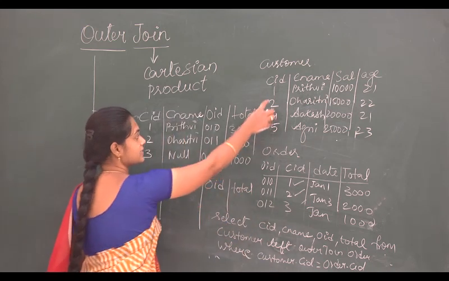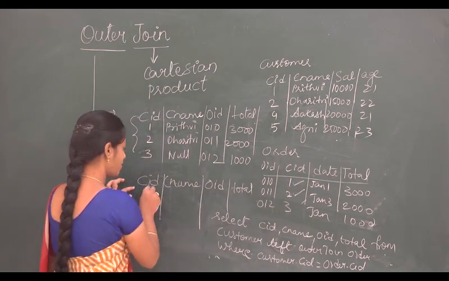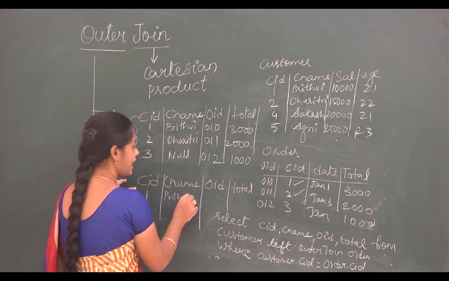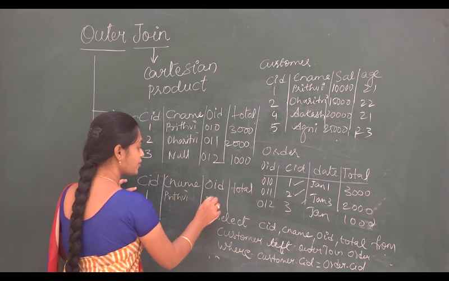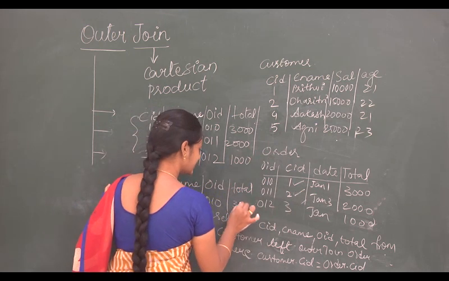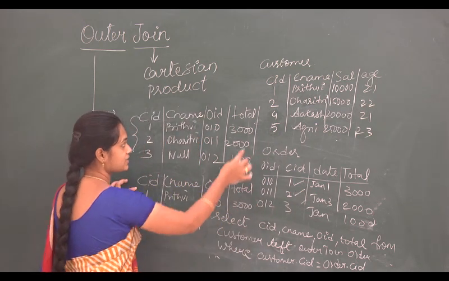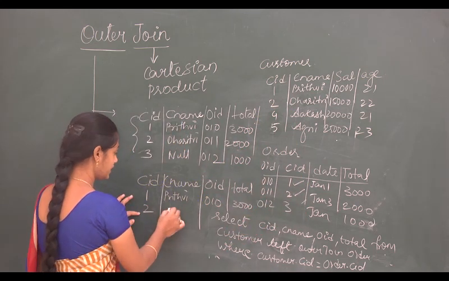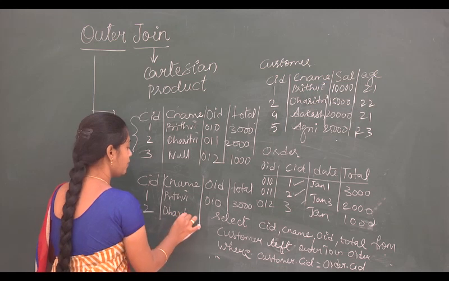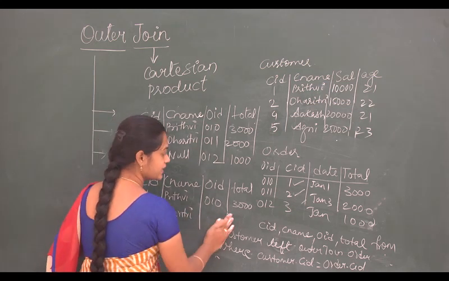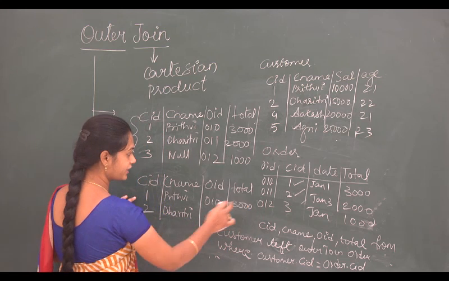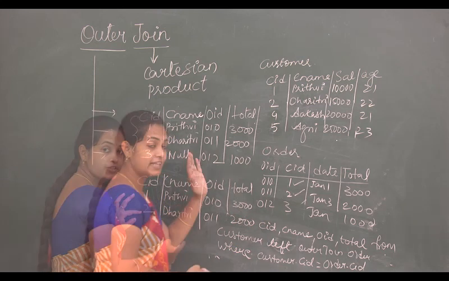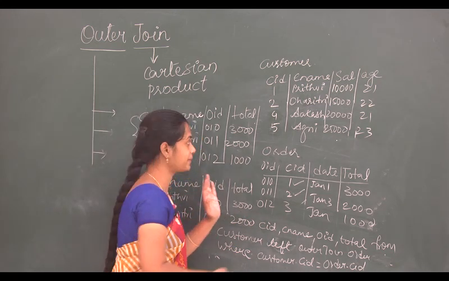Now see here, is 1 equal to 1? Yes, 1 is equal to 1. What is the customer name here? Prithvi. Fine. And what is the order ID of Prithvi? 010. And what is the total here? 3000. Okay. Next, is customer ID 2 equal to 2? Yes, customer ID 2 equals 2. Then we have Dharitri and whatever data we have here. Fine. So now Dharitri, what is the order ID of Dharitri? 011. And what is the total? 2000.